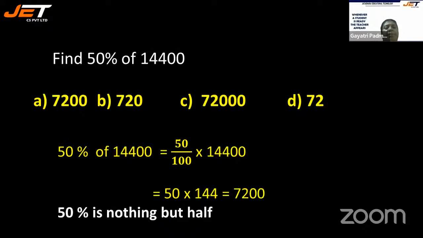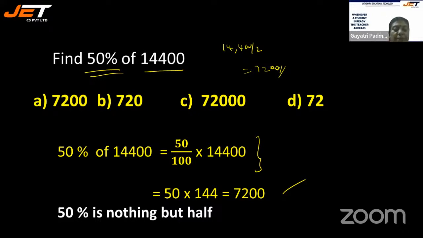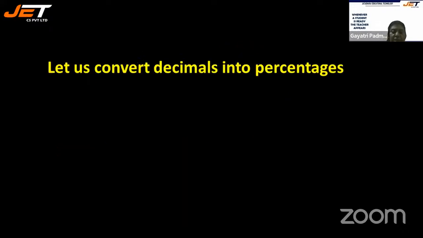Right. Now see what is 50% of 14,400. It is nothing but half, which is 7,200. The moment you hear 50%, it means divide by 2. So 14,400 divided by 2 is 7,200. But when this sum is being asked, you have to do it like this only. Just for a quick checking, you can do this method and try. So 50% is nothing but 50 by 100 into 14,400. All right. See the next one.